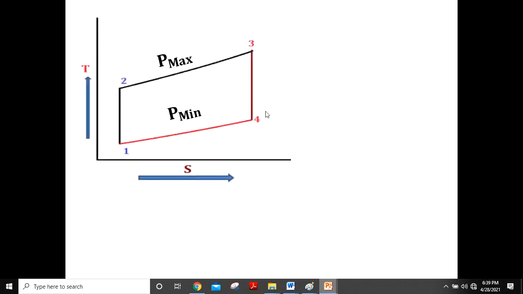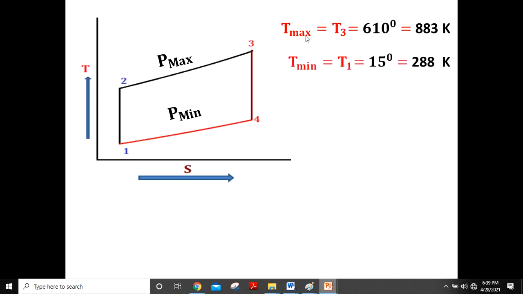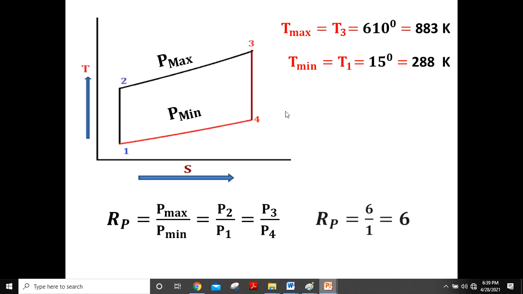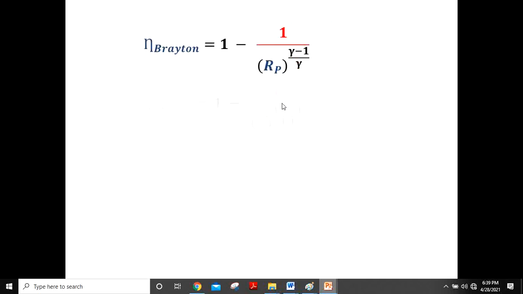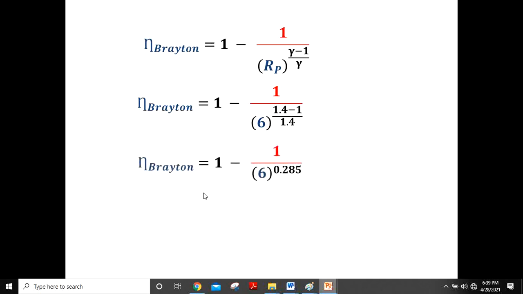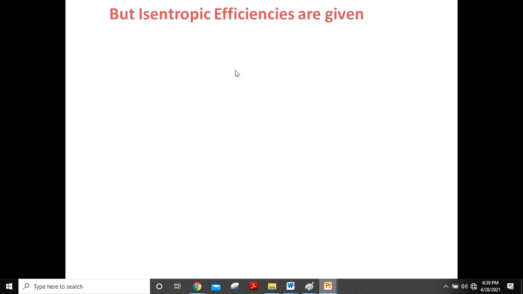Next, the pressure ratio. This is for the ideal cycle only. We have calculated for the ideal cycle. T1, T max, T minimum, you know. Then Rp you will come to know. That is 6. Therefore, Brayton cycle efficiency is equal to 1 minus 1 divided by Rp to the power of gamma minus 1 over gamma. I am telling you, for 1.4 this total value will be 0.285, and then if you calculate this one, you will get 39.99%.